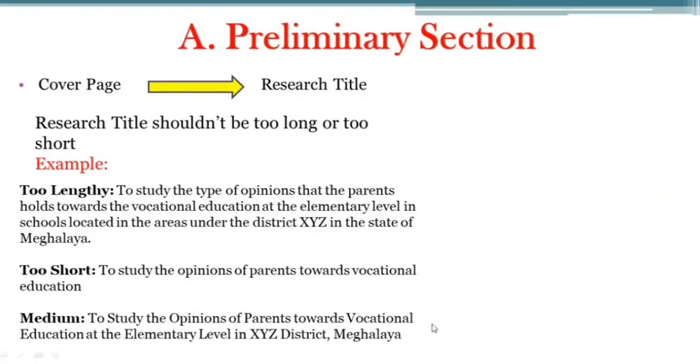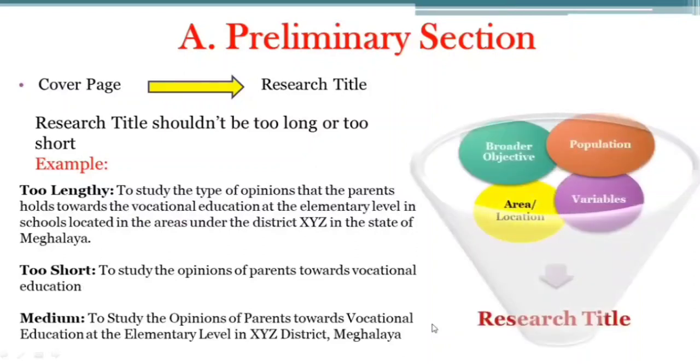So what should your research title have? This is the thing that your research title should cover: that is, the broad objective of your research, and your population where you're going to study, and your area or location where you're going to study your research, and the variables that you're going to study. So these things should be included in the research title.